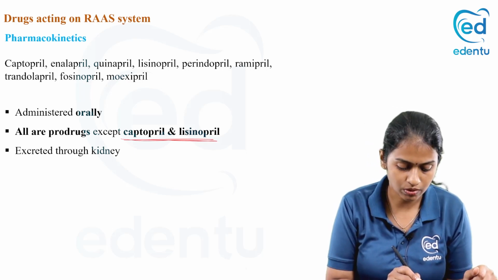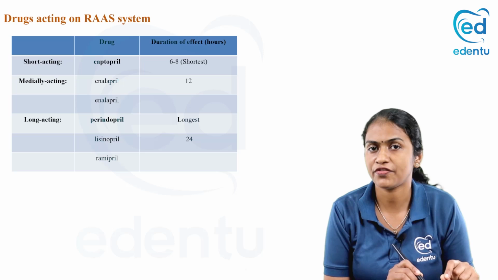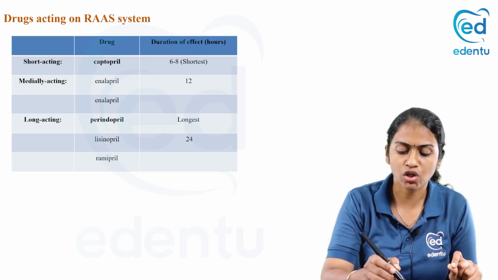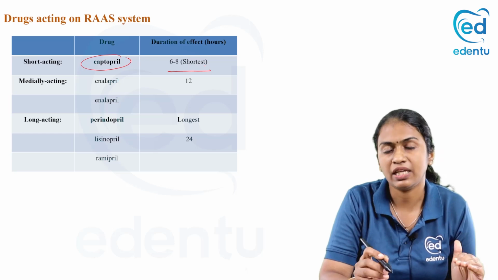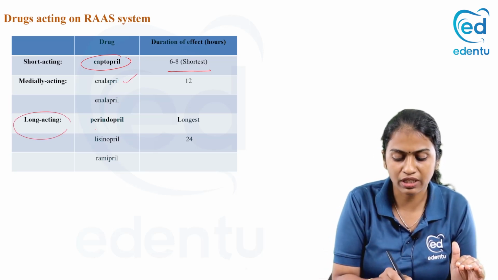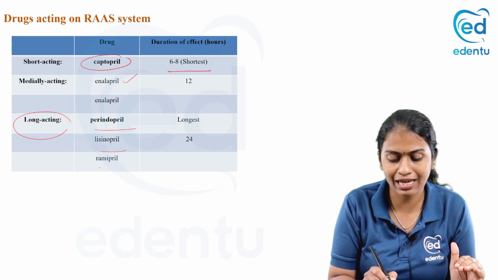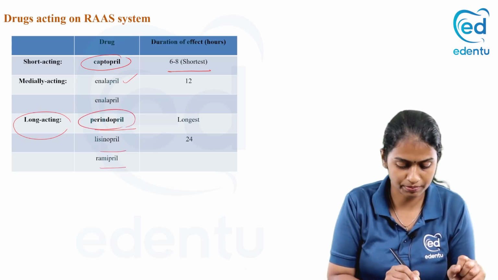They're excreted through the kidney, so you require dose reduction in severe renal failure. The short acting one is captopril, which is the shortest acting. Intermediate acting we have enalapril, and then long acting we have perindopril, lisinopril and ramipril. The longest is perindopril. Okay.